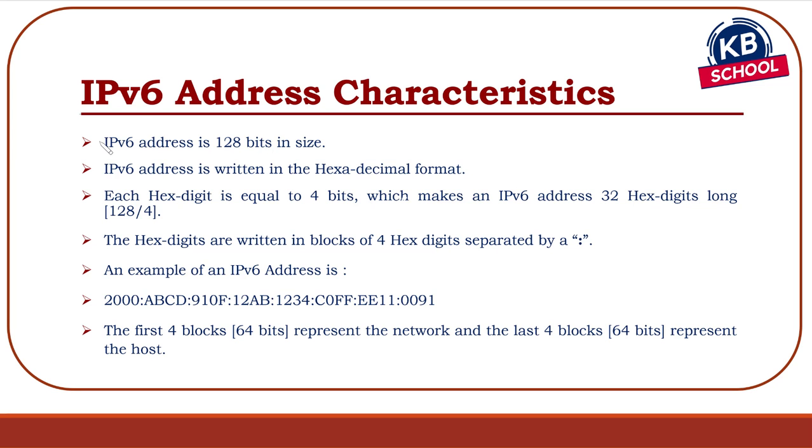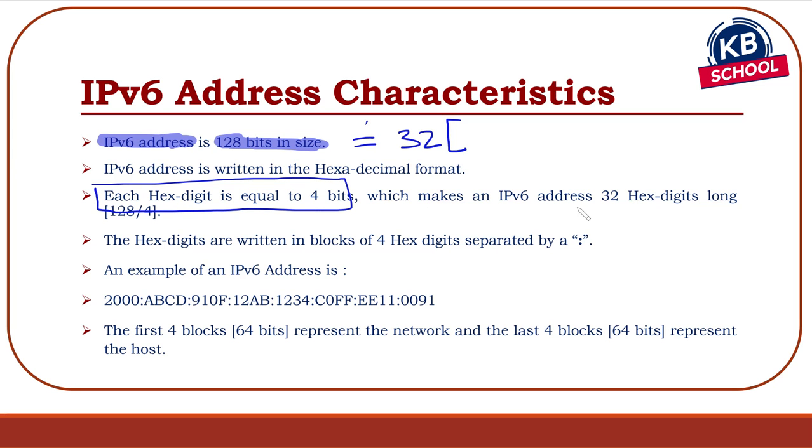So first thing, we know about this already. IPv6 addresses, the size is what? 128 bits in size, which I can also write as what? Which equates to how many hex digits? It equates to 32 hex digits. How do I get 32 hex digits? Each hex digit is equivalent to 4 bits, which makes this a 128-bit address because of 32 times 4. The IPv6 is written in hex format.